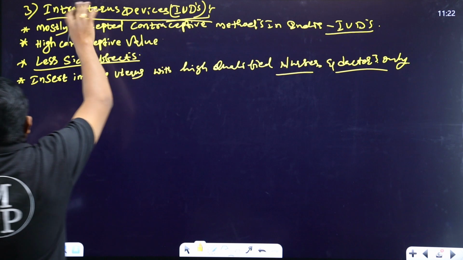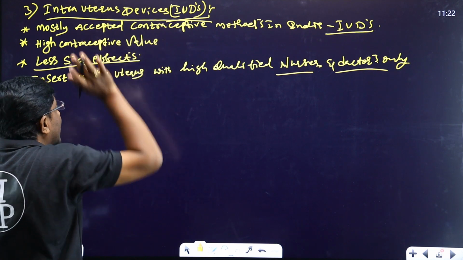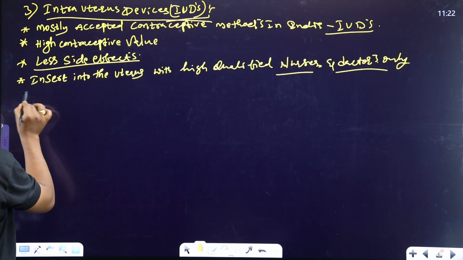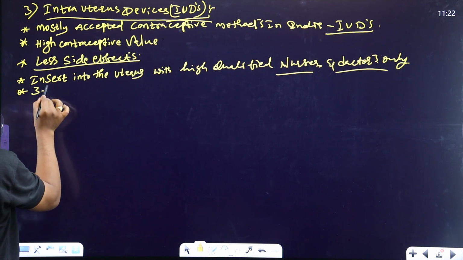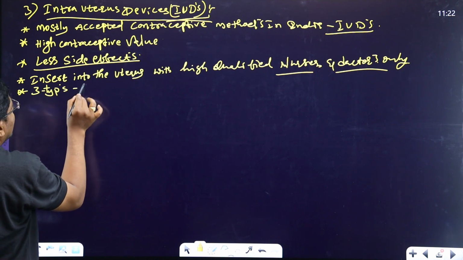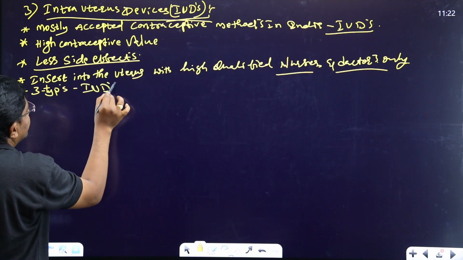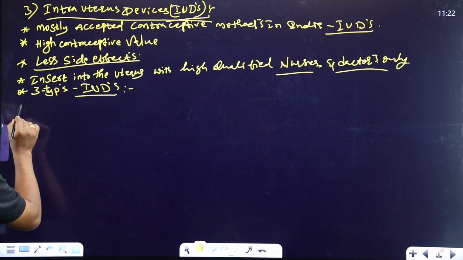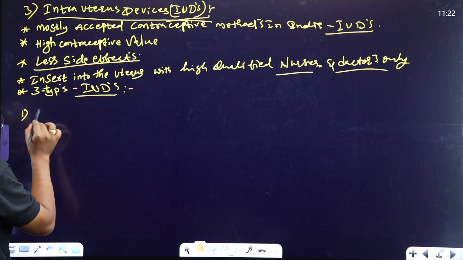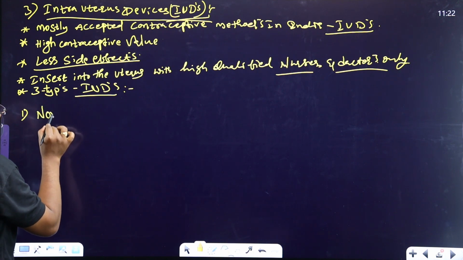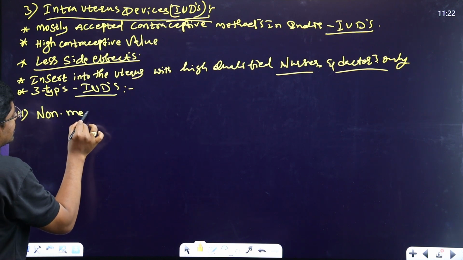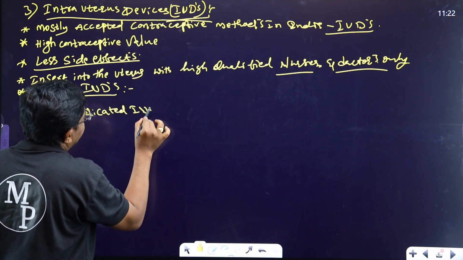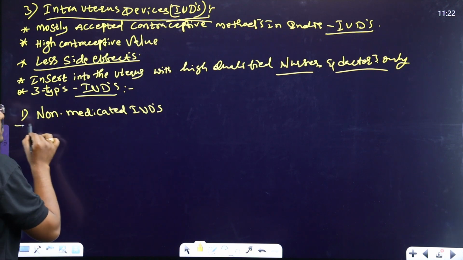Okay, and there are different types of these devices. Especially three types of IUDs are there. What are the three types of IUDs? One type of IUDs is non-medicated IUDs. It is the first one.